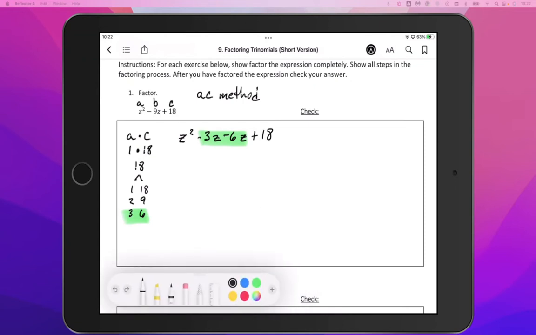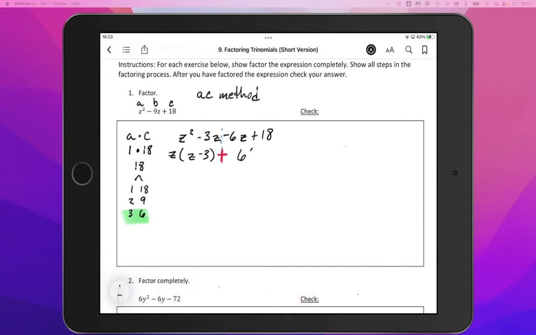And so now that we have this, this is exactly like the problems we were doing in homework 8. On the left, I recognize I can factor out a z. I've got z minus 3. This is always a plus. And then on the right, I could factor out a 6, which would leave me with z plus 3.